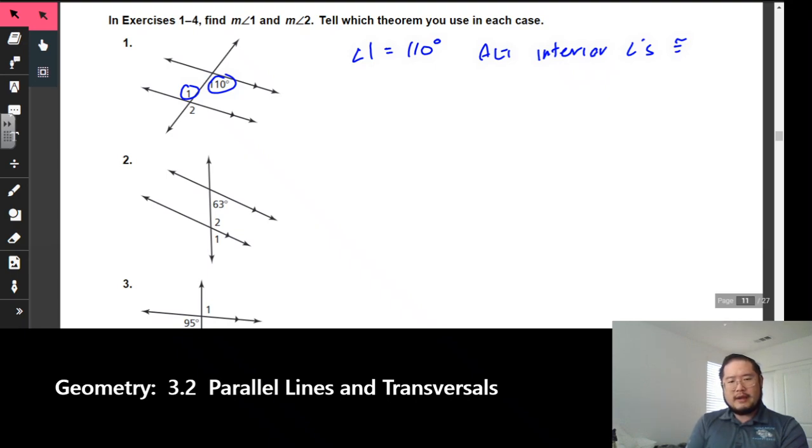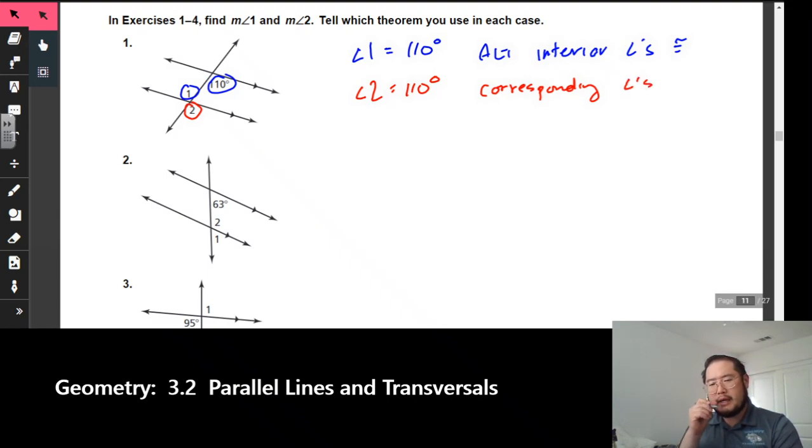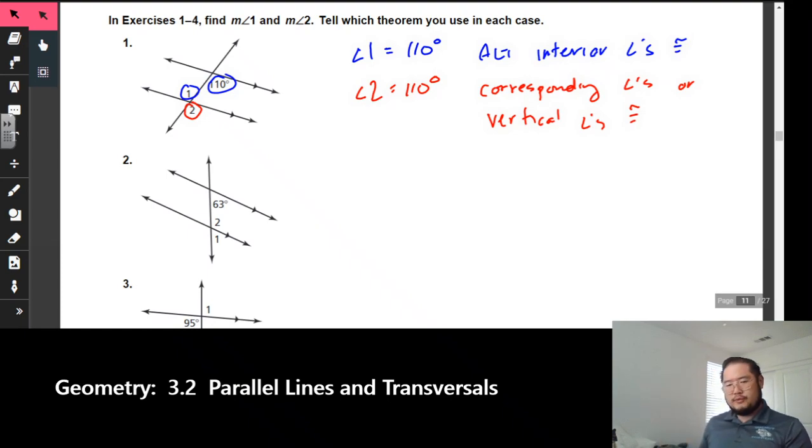So let's take a look next at angle 2. Angle 2 right here, I could look at it two ways. If I compare it to the 110, these two angles right here, hopefully you're thinking to yourself already that they are corresponding. So those two angles, 2 and 110, are corresponding. Or if I compare 1 and 2 right here, they are congruent to each other because they're vertical angles. Or let's go ahead and put right here, vertical angles congruence.